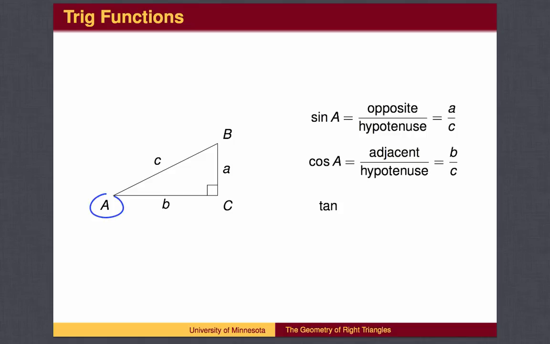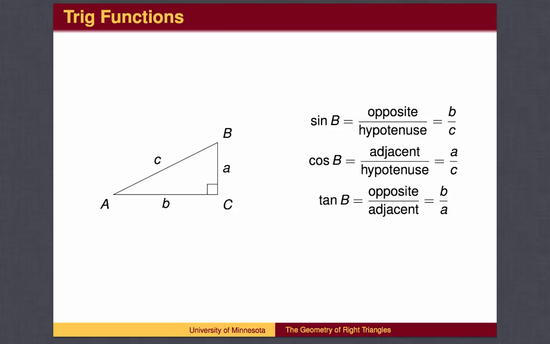The cosine of angle A is the length of the leg adjacent to angle A divided by the length of the hypotenuse. In this case, the cosine is B divided by C. Cosine is abbreviated COS. The tangent of angle A is the length of the leg opposite angle A divided by the length of the leg adjacent to angle A. In this case, the tangent is A divided by B. Tangent is abbreviated TAN.